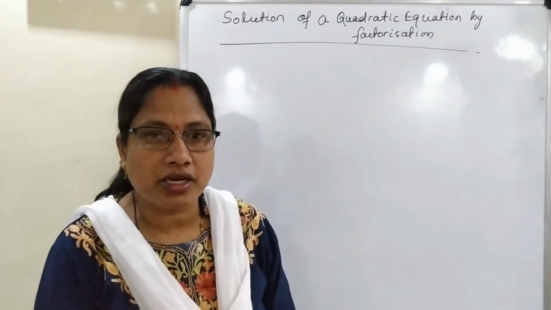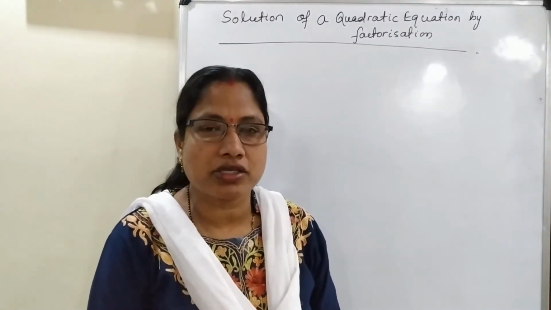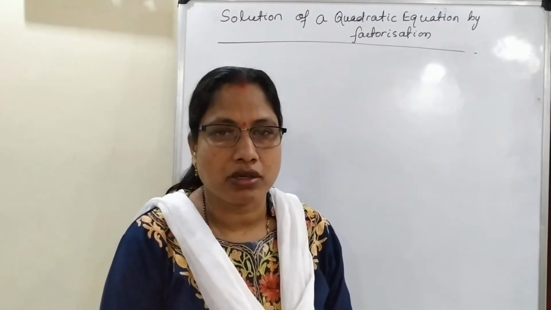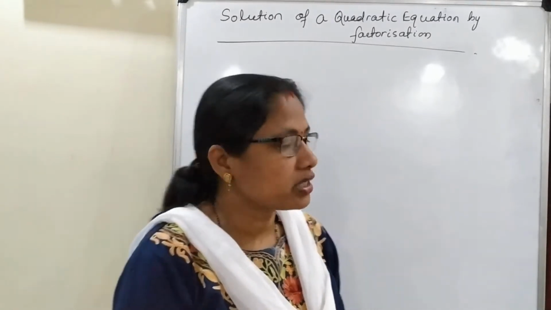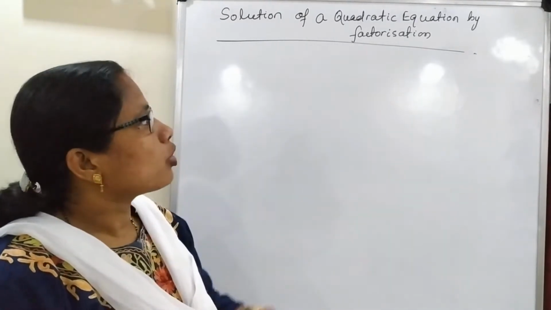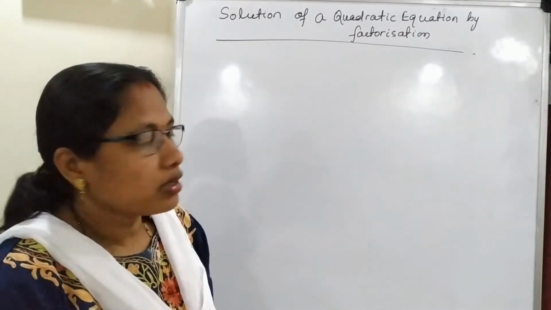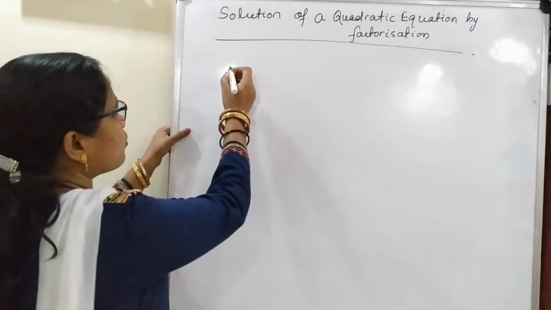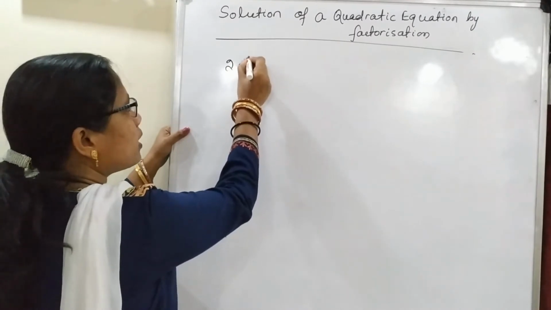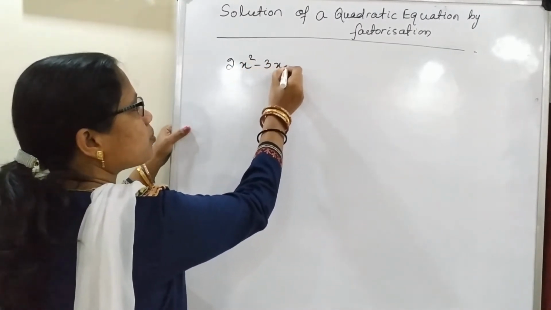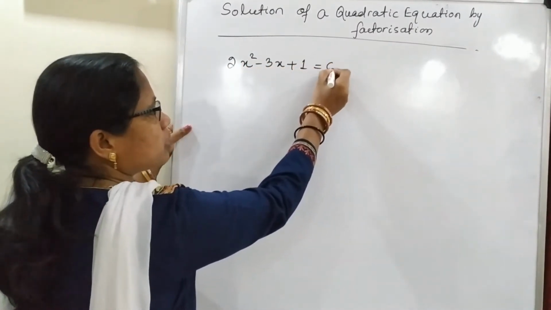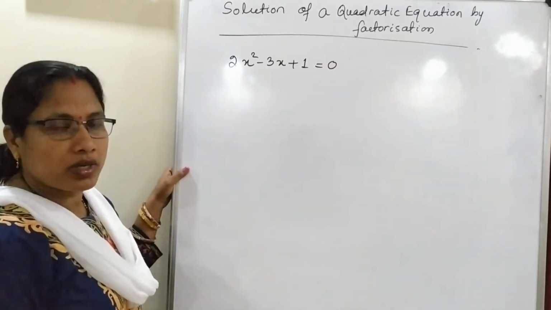In our previous class we discussed the standard form of a quadratic equation. In this session let us discuss the solution of a quadratic equation. You know a quadratic equation, for example 2x square minus 3x plus 1 is equal to 0. So this is a quadratic equation.